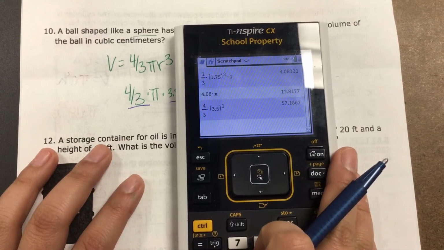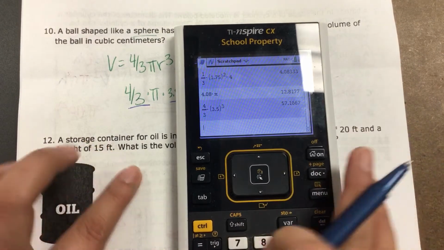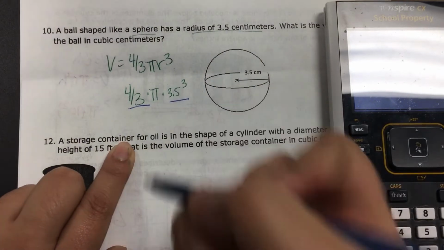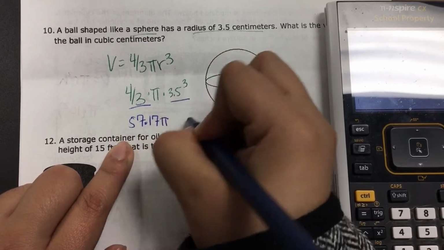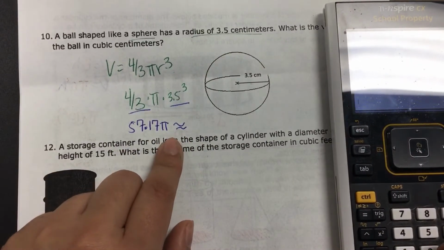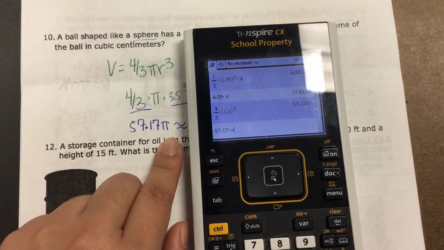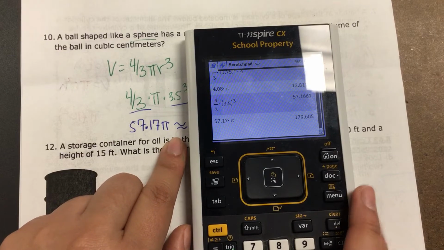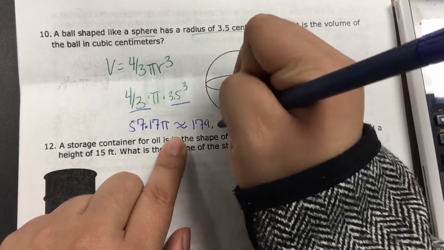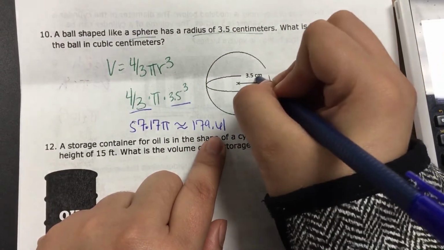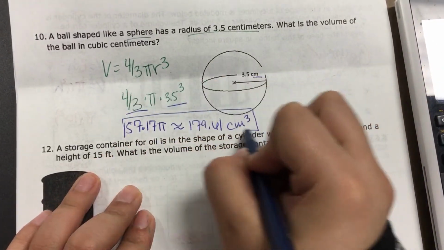We ended up with 57.16 repeating, but we're going to round that to 57.17. So we have 57.17 pi, because we haven't multiplied by pi, which is approximately, so 57.17 times, here's our pi button, we get 179.6, that 5 rounds it up to a 1. What units were we talking about? Centimeters, and then we're talking about volume, so cubed. So this is our answer.